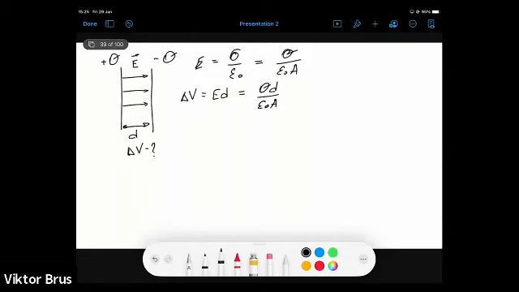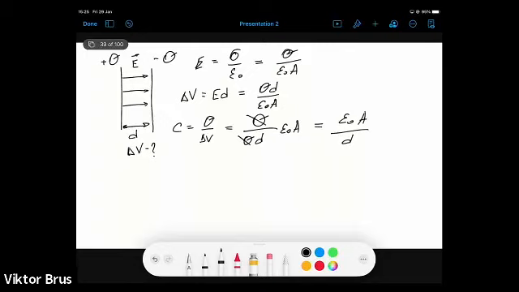Good. Then we know the charge, we know the potential difference. We can calculate the capacitance of such a parallel plate capacitor. It will be Q over the potential difference, and here we have Q over Q D divided by epsilon 0 A. So we cancel out this Q and get the expression for the parallel plate capacitor.